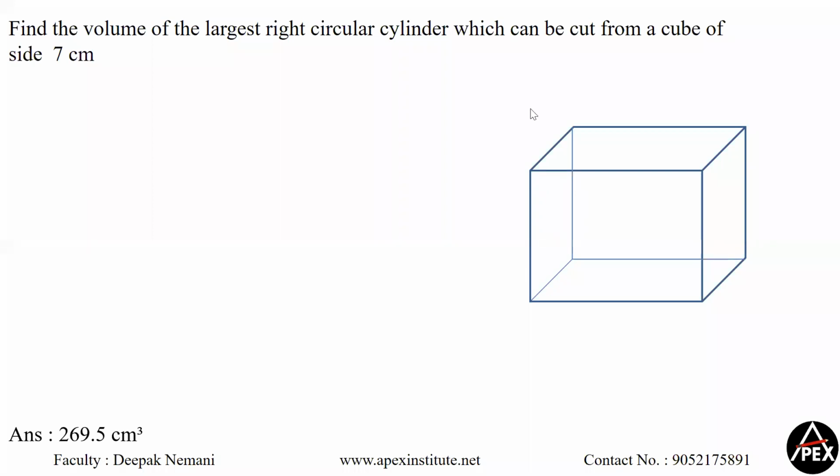Find the volume of the largest right circular cylinder which can be cut from a cube of side 7 centimeters. Now we have a cube of side 7 centimeters. Now what can be the maximum area of cross section of the cylinder? When will you have maximum area of cross section of the cylinder? You need to find the volume of the largest circular cylinder, isn't it? So can I say if this is the top face, how can you have maximum area of cross section of the cylinder when side of the square is equal to diameter of the circle, isn't it? Yes or no?